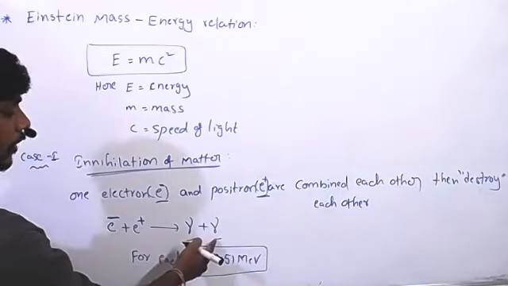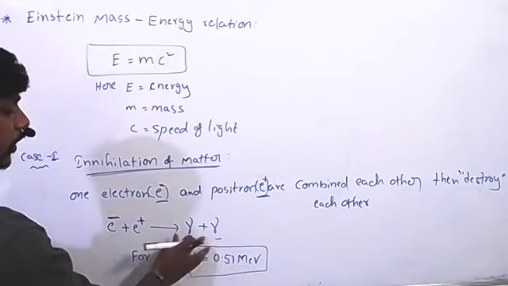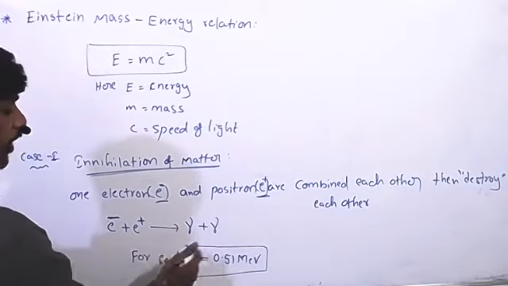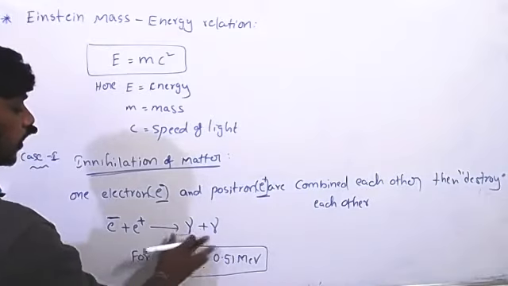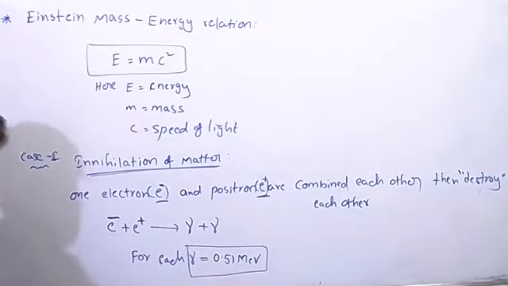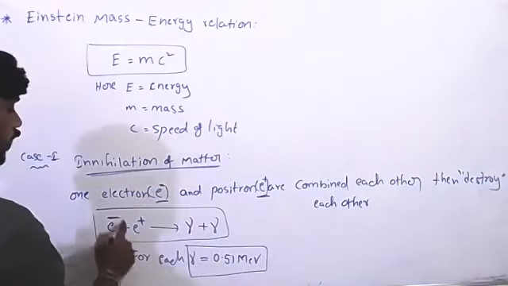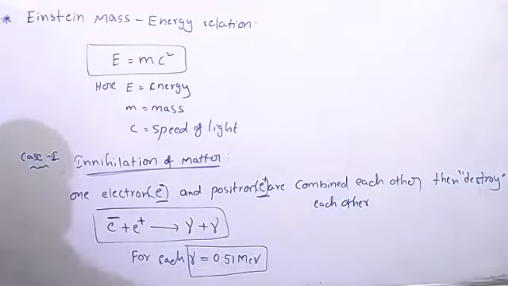But here, why did we get one more gamma? It is to satisfy the conservation of linear momentum. That's why we got two. Actually, only one would come, but two come to conserve the linear momentum. Remember that. The processes are very important. It is called annihilation. So mass can be converted into energy, to show that first process.